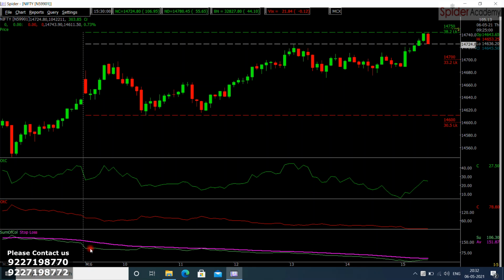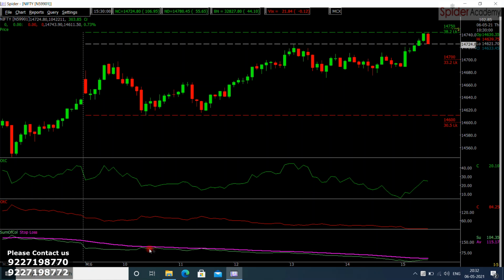Now what is our stop loss? This pink line indicates our stop loss line. It is a trailing stop loss, not a fixed stop loss. When we take an entry, the stop loss is at 151.87. When the market moves up and down gradually, after a few minutes or a few hours, the total premium decreases and the stop loss also decreases.